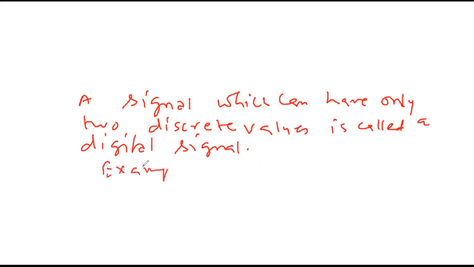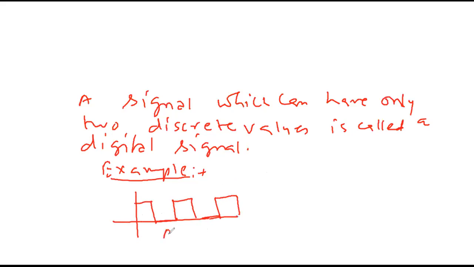Example. A square wave is an example of a digital signal.